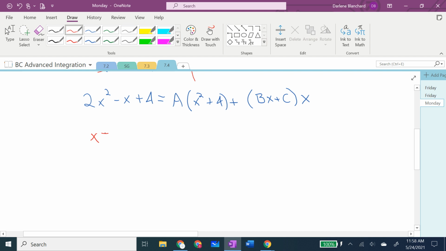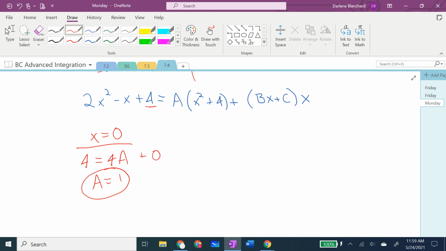What do we want to plug into x that will easily find us something? 0. When I plug in x equals 0, on the left side I get just 4. On the right side I get 4 times a plus 0. So I've got my a. Now, if we continue using this technique, then I need to choose 2 other x values to find 2 more unknowns. If I do that, at best, I'm going to create a system of 2 equations with 2 unknowns, which, preferably we'd rather not.